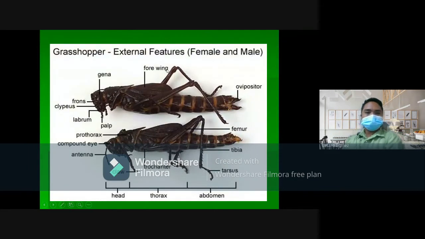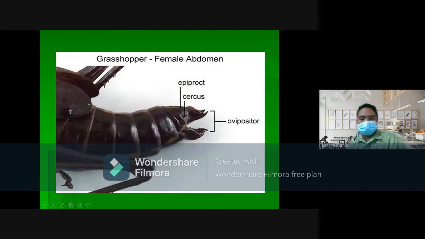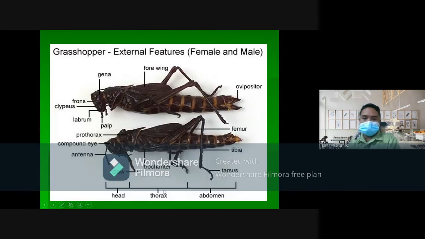Okay, there are also some external features of the female and male insects. This one is the female insect, male insect, and this one is the female insect. Okay, these are the three divisions: the head, thorax, and then the abdomen.